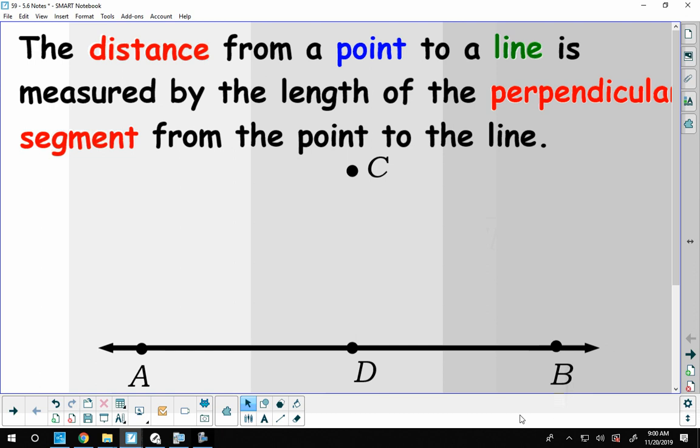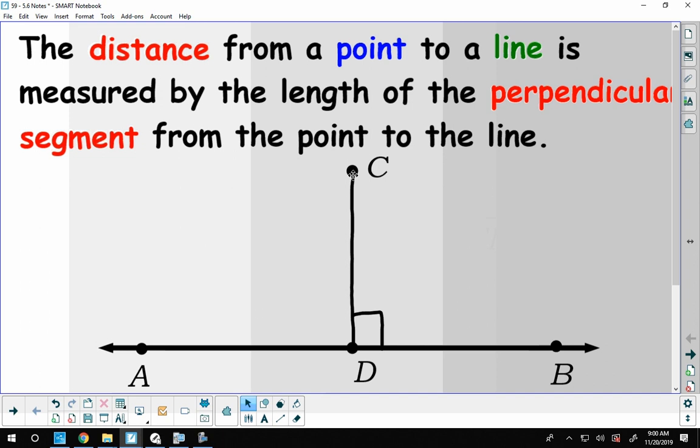Section 5.6 is angle bisectors and perpendicular bisectors. So the distance from a point, here you can see point C, to a line, line AB, is measured by the length of the perpendicular segment from the point to the line. So perpendicular segment would mean 90 degrees. So that would be measured from point C to point D by the perpendicular segment.